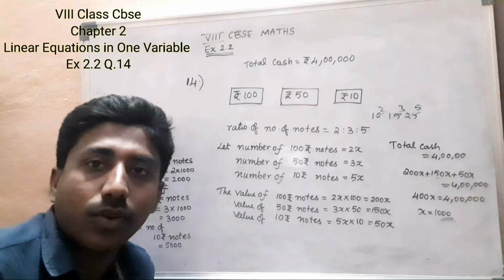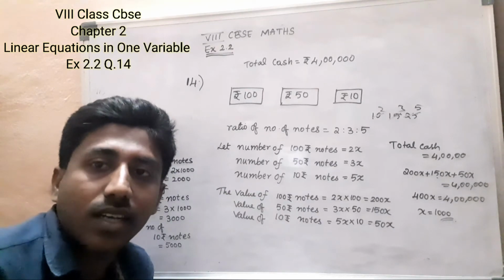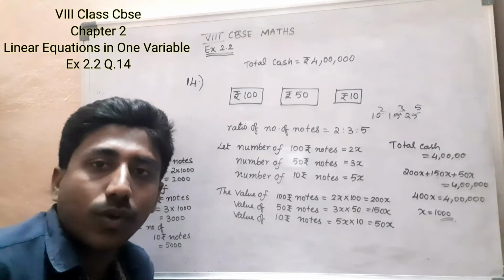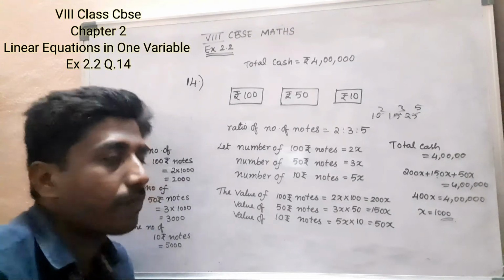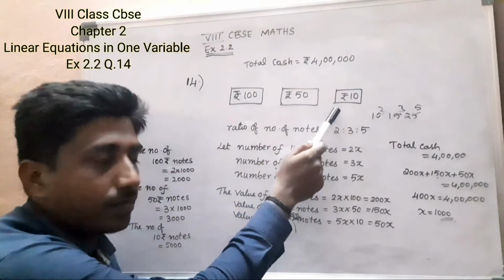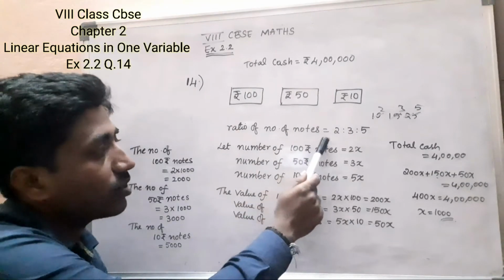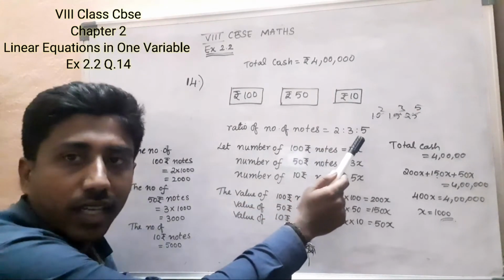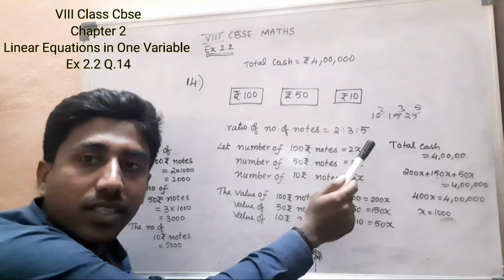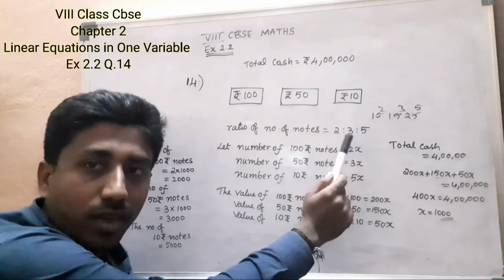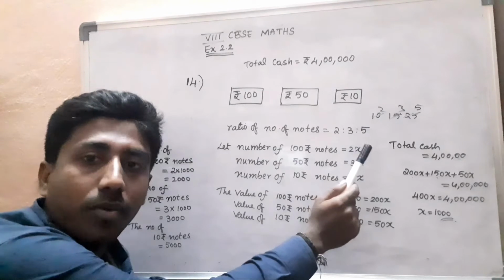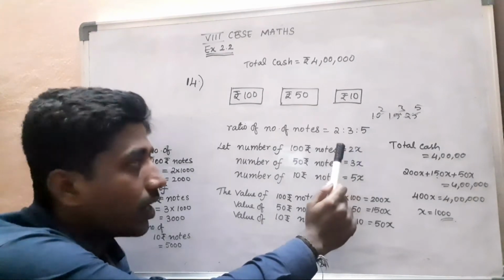Here Lakshmi has a total cash of 4 lakhs rupees and it is divided into 3 denominations. So the denominations are 100 rupee notes, 50 rupee notes and 10 rupee notes. The ratio of the number of notes is given by 2:3:5. Ratio does not give the actual number of notes. It is the comparison between the actual numbers of notes. So here we divide the actual number of notes by a common factor to get the ratio.